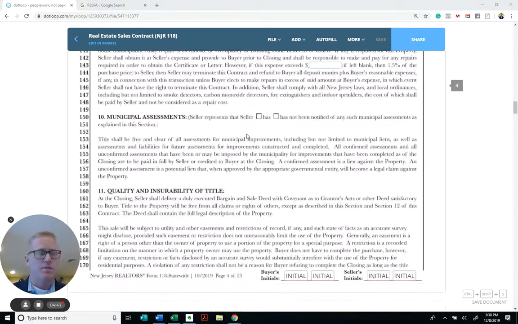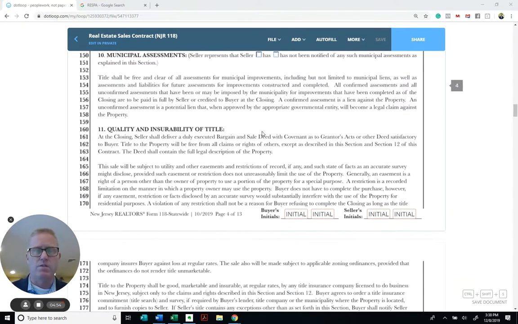In municipal assessments, this is an important one. If you are the seller and you know about a municipal assessment, you need to disclose that along with the amount so that the buyer understands what they're getting into when they purchase your home. These can vary in fees, but they could be for things like road repairs, improvements in systems around the town, and so on.